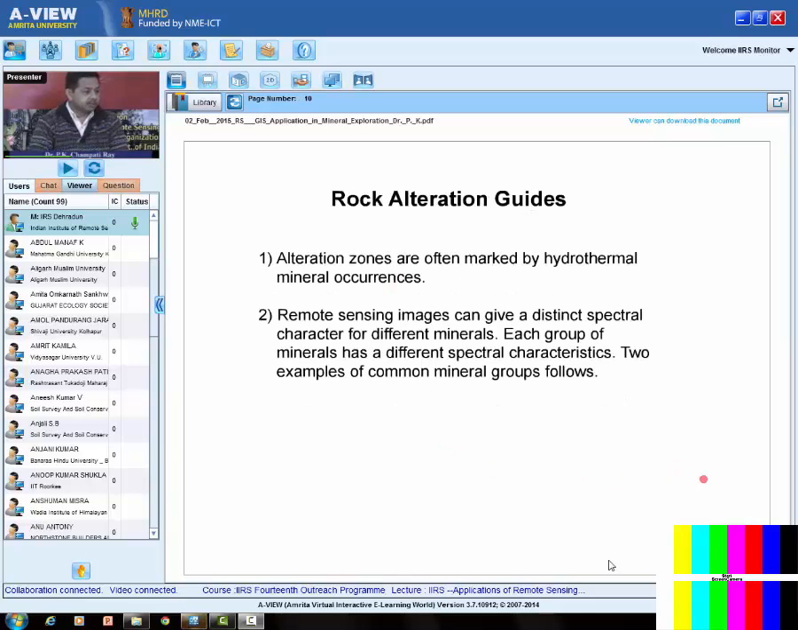And another one is the rock alteration guides. Alteration zones are often marked by hydrothermal mineral occurrences, and they are the ones which can be easily found using the remote sensing media. And remote sensing gives a very distinct spectral character for different alteration minerals. Each group of minerals has different spectral characteristics, and two examples of common mineral groups will show you.